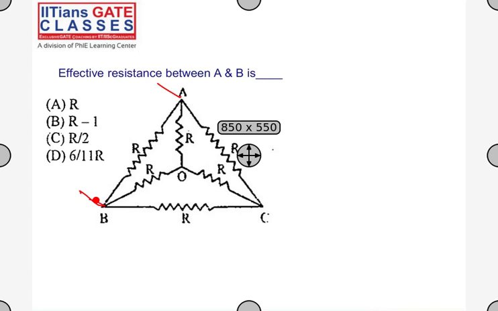if I see from the terminals A and B, except this resistance, this whole thing is a Wheatstone bridge. If you can see this, this is a Wheatstone bridge. Are you able to find it? The Wheatstone bridge between these two terminals? Let me draw it for you. There is a resistance parallel with the Wheatstone bridge.